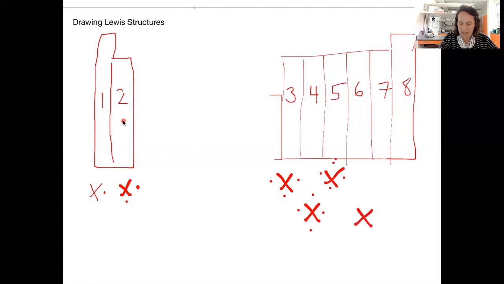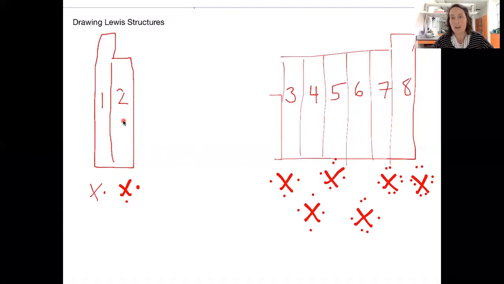If it's in group 6, it would have 6 valence electrons. If it's in group 7, it would have 7 valence electrons. And if it's in group 8, it has a full octet of valence electrons, and that's why it doesn't want to share any with anybody. It's totally fine, it's happy, it doesn't need anybody, and that's why noble gases don't react with anything. So if you remember this rule that anything in group 1 has 1 valence electron, group 2 has 2, group 3, 4, 5, 6, 7, and so on, that's the best start to drawing Lewis structures.